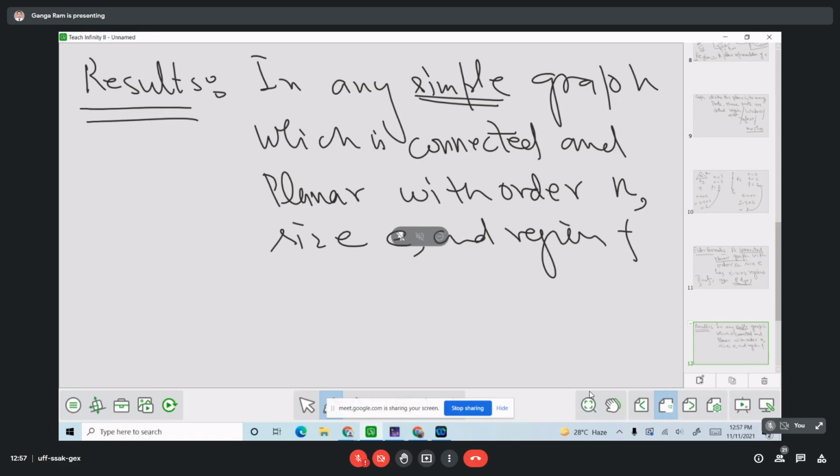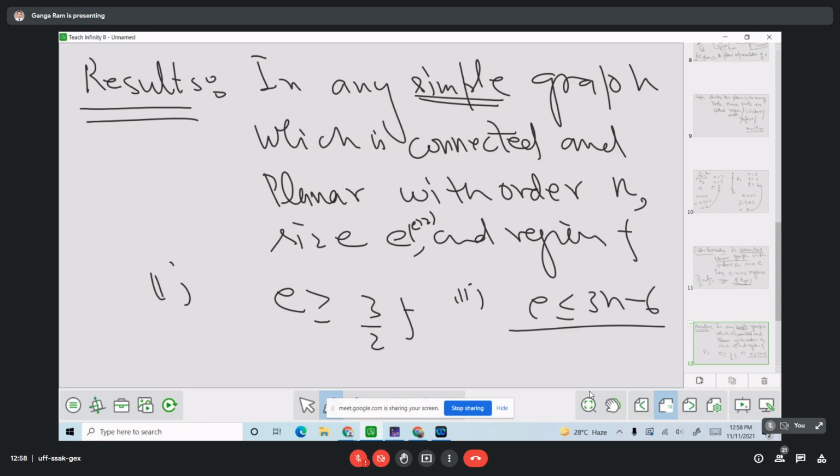The condition here is E greater than 2, meaning the number of faces must be greater than 2. Then we have the following inequalities. The first inequality says that E is always greater than or equal to 3 upon 2 F. And second, E is always less than or equal to 3n minus 6. If the graph is planar, then this condition will hold.